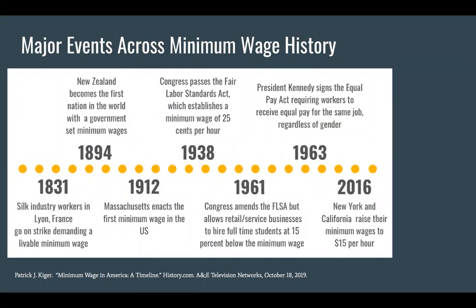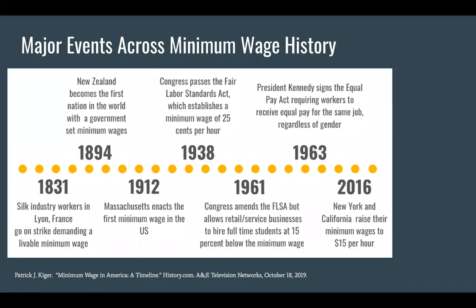Pushes for a minimum wage began in 1831 in Lyon, France, where the silk industry workers went on strike with demands for a wage that was at least enough for them to live on. Their efforts both then and again 3 years later were unsuccessful, but brought widespread attention to the needs of the working class. Then in 1894, New Zealand enacted the Industrial Conciliation and Arbitration Act, becoming the first nation in the world where the government set a minimum wage for workers. This law also simultaneously banned worker strikes and lockouts by employers.